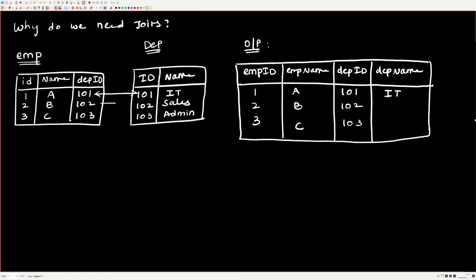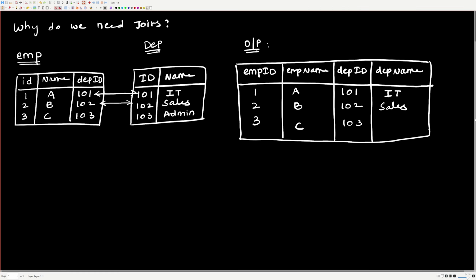This 102 is matching with this 102, so now you bring sales here. In the same way, 103 is matching with 103, so you bring the admin department here. This process is called join. You have 3 columns here, but one column is missing, which means in the output you want 4 columns. The 4th column is not inside this table.